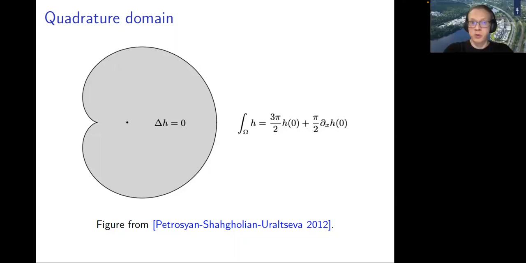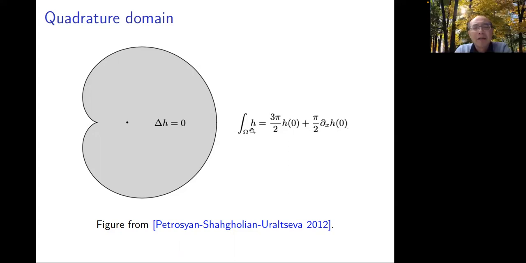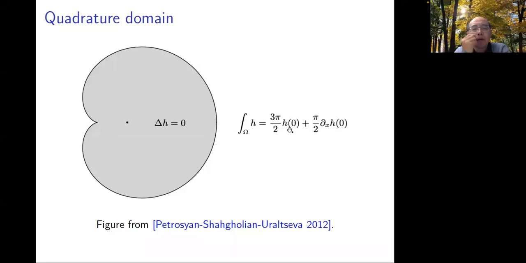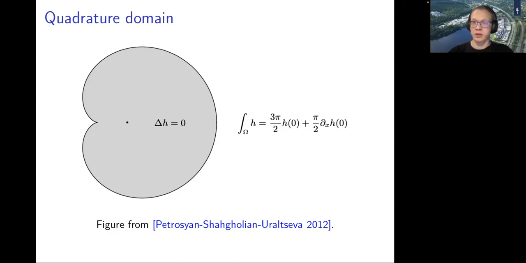Yeah, that's actually where the name comes from. As you see from this formula here, this is saying that if you have a harmonic function in a quadrature domain, then somehow you can evaluate its integral by some kind of quadrature. You take a combination of point values of h and its derivatives. That's where the name comes from, and there's a big theory on this in complex analysis. I don't know if this is used computationally, but at least that's where the name is coming from.